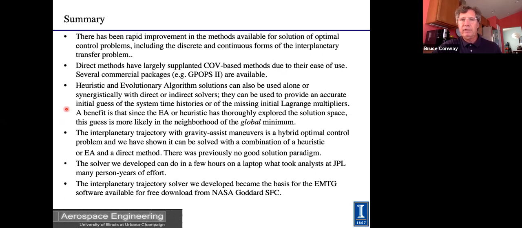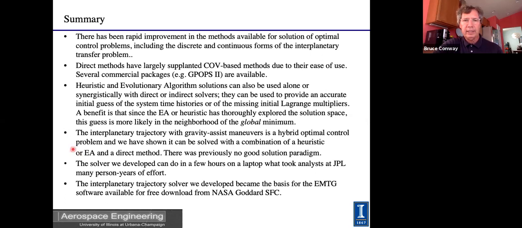Since about 1990, we've now found that heuristic algorithms and evolutionary algorithms either can be used alone if you're clever enough to reduce the number of parameters to a pretty small number, or you can use them, as you saw in this last example, synergistically with the direct transcription methods. And the advantage of that is that the synergistic combination allows the evolutionary algorithm or the heuristic to do a better exploration of the solution space, and it's not prejudiced by any kind of initial guess.